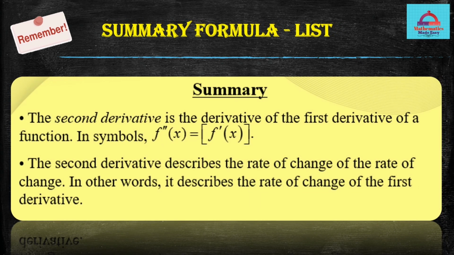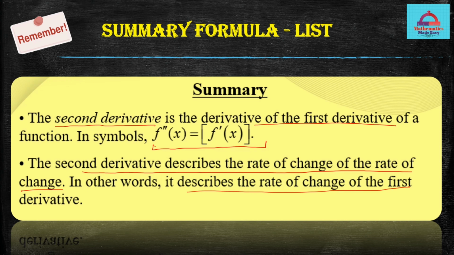That brings us to the summary of today's lesson. So in the lesson today we learned about higher order derivatives, and specifically we saw questions based on the second order derivative. So the second derivative, as you have seen in the lesson today, is the derivative of the first derivative, and symbolically you can write it using this notation. Or if you want to describe it in your own words, then you can say that the second derivative describes the rate of change of the function which is given to you. In other words, it is also described as the rate of change of the first derivative.